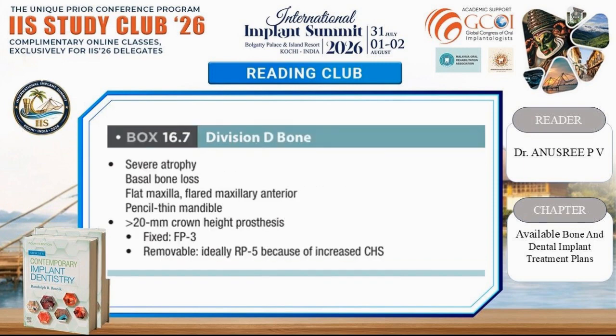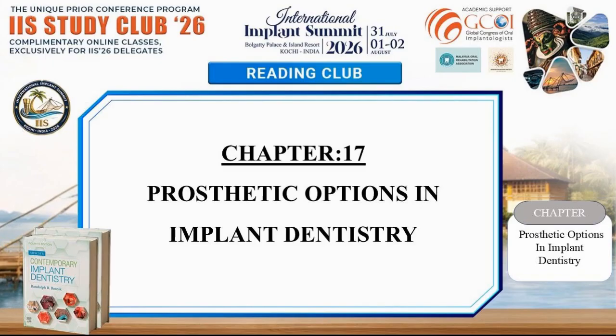Next is Division D bone that denotes severe atrophy. So Division D bone in box 16.7 denotes severe atrophy, basal bone loss, flat maxilla, flared maxillary anterior, pencil thin mandible, greater than 20 mm crown height, prosthesis in fixed, that is FP3, while removable it is ideally RP5 because of increased crown height space. Moving to Chapter 17, Prosthetic Options in Implant Dentistry.